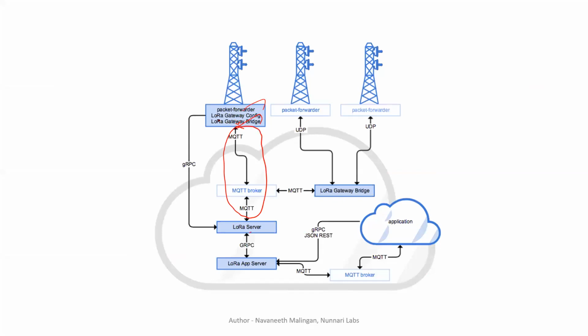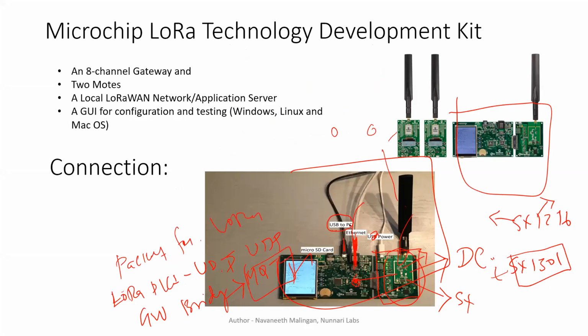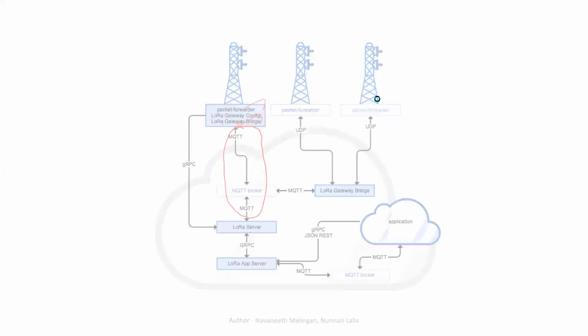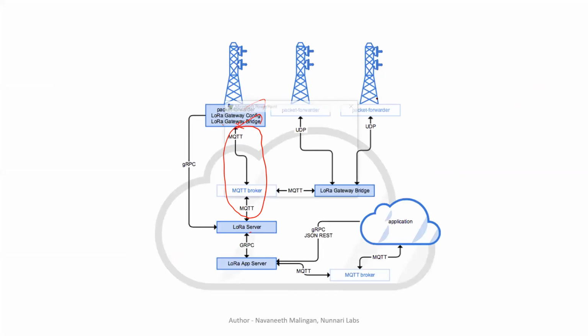Sometimes the gateway bridge can be within the gateway, or sometimes it can be outside of the gateway. Here it is not within the gateway; here it is outside. In our case, in the microchip gateway, it is just a packet forwarder. There is no gateway bridge associated with it. Okay, so that's the thing.